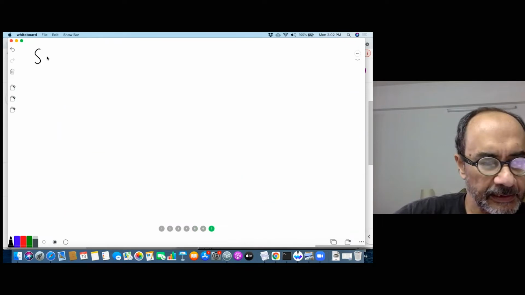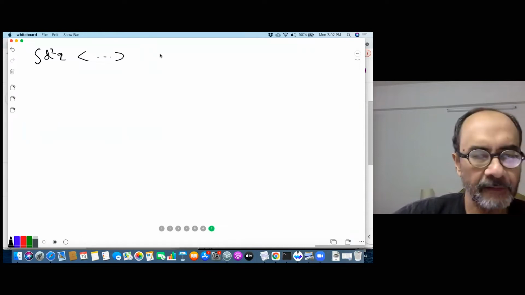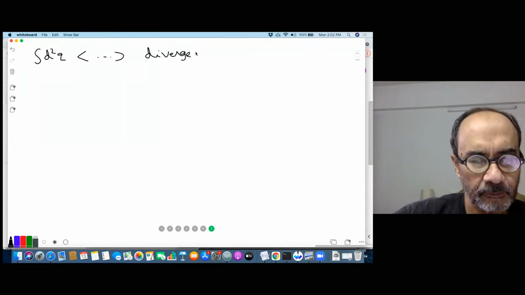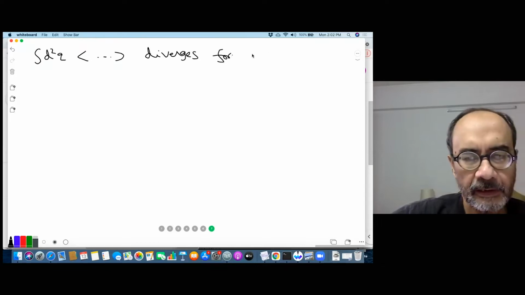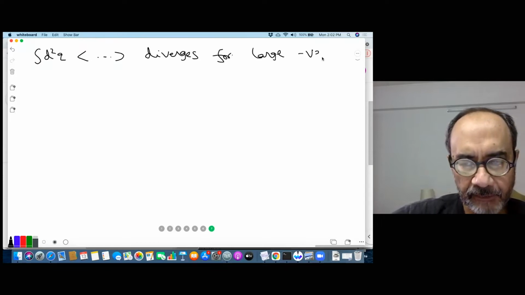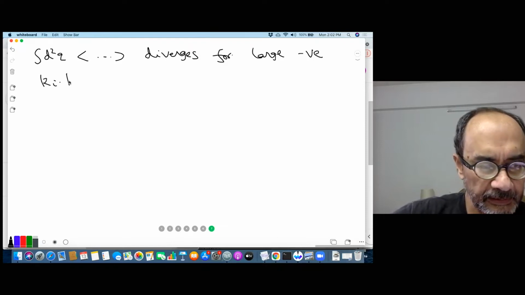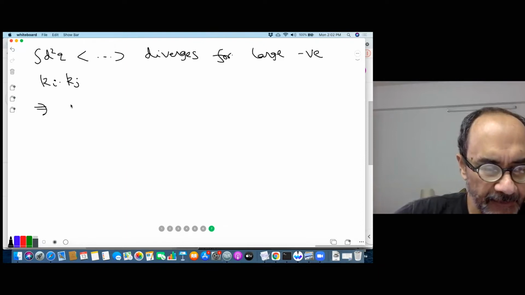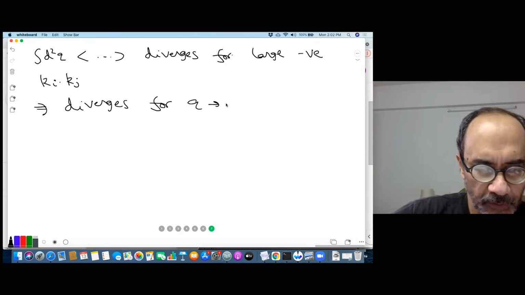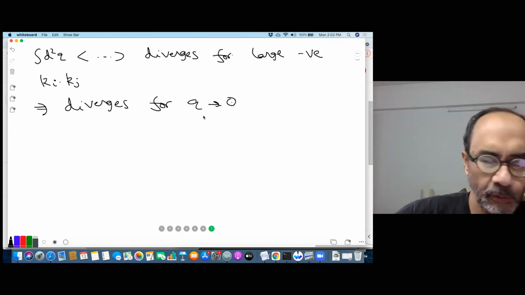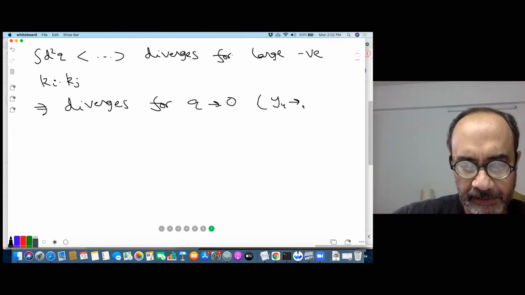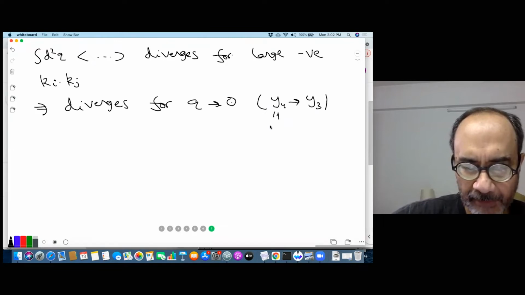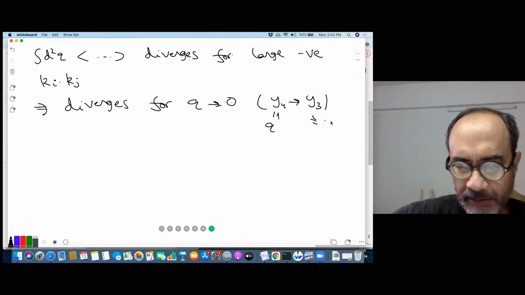So this integral d to q of whatever is there, it will diverge for large negative ki dot kj, which means that it actually diverges. This implies that it diverges for q goes to 0, because as q goes to 0, y4 goes to y3. Okay, y4, let me remind you, is just q, and y3 was 0.